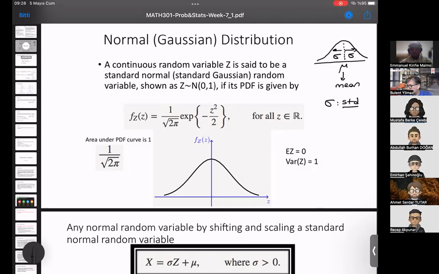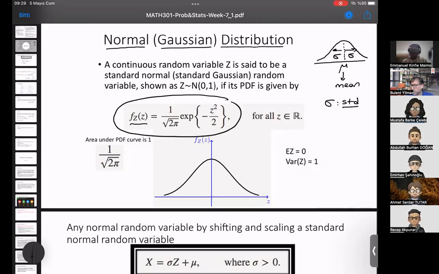Okay, here is the PDF of the standard Gaussian or normal distribution. You will see this a lot in your career in telecom, in other parts of the electrical engineering fields, like normal distribution or Gaussian distribution. It's bell-shaped. Normally, if you have this PDF, the mean is 0. The expected value of this z is 0, and the variance is 1.